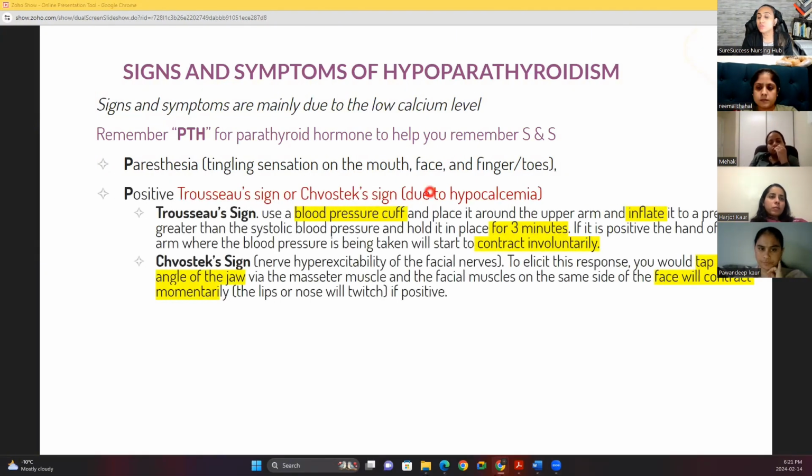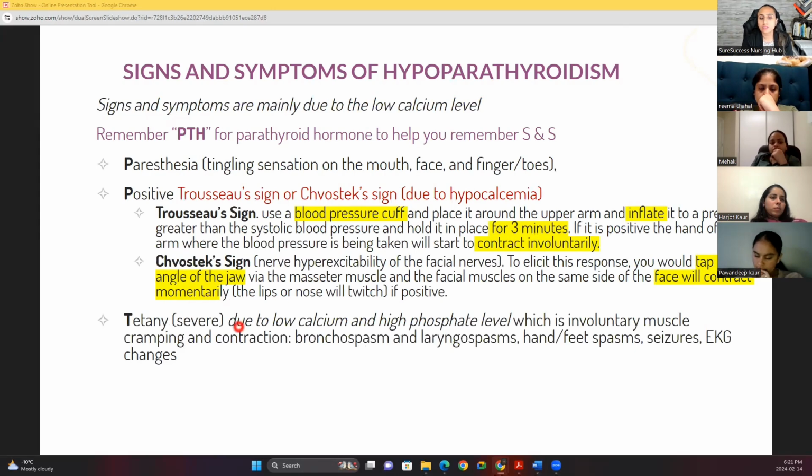Positive Trousseau sign, very important. It is a typical sign of hypocalcemia. Another one is tetany, due to low calcium and high phosphate level, because your muscles are so spasmodic. Now, what is a positive Trousseau sign? It happens when the person is having tetany.